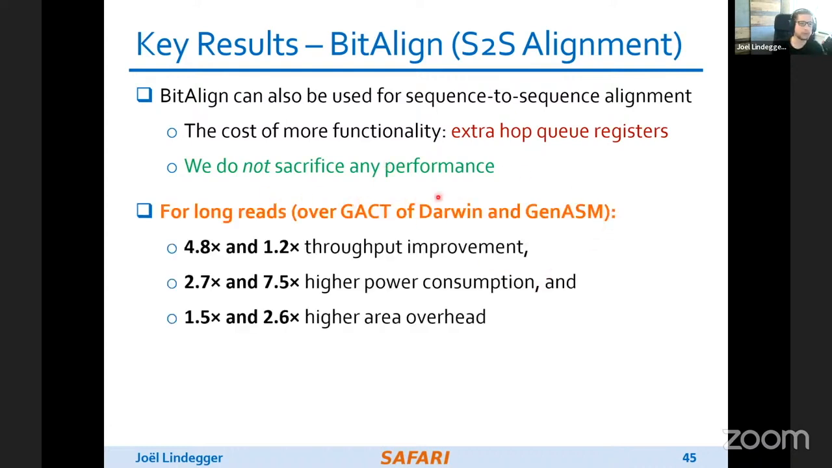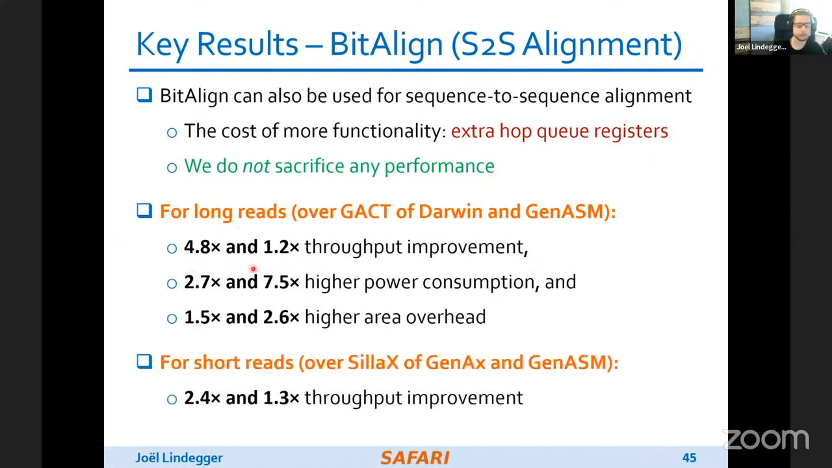So for that reason, bit-align has significant throughput improvements, and it's still competitive in terms of power and area. There are some overheads again due to these hop queue registers, but they're manageable, and it's at least even faster in terms of throughput. And same thing for short reads. So SeGraM does well.